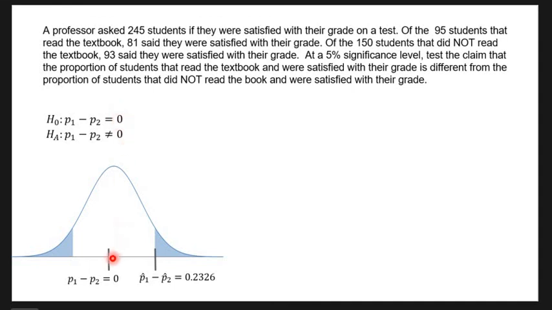So we have a sample statistic, the difference between those two P hats, P hat 1 and P hat 2, which is 0.2326. We want to know where that sample statistic falls in the sampling distribution that is the null distribution. So we need to know something about the center. Well, we know the center is 0. We need to know about the spread of this null distribution.